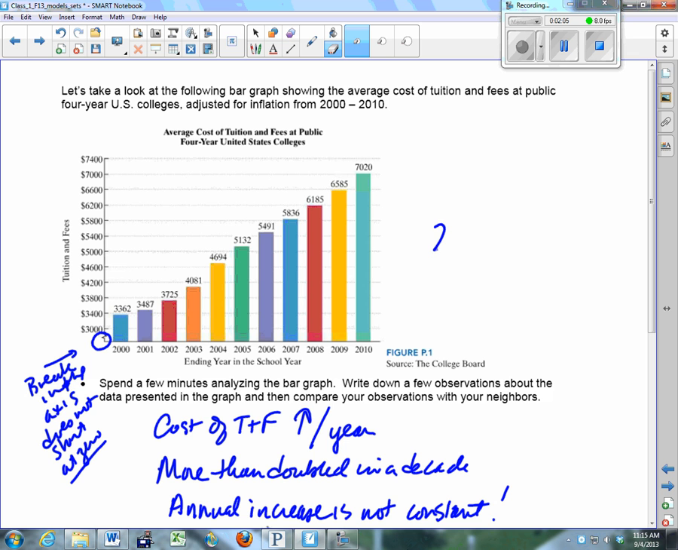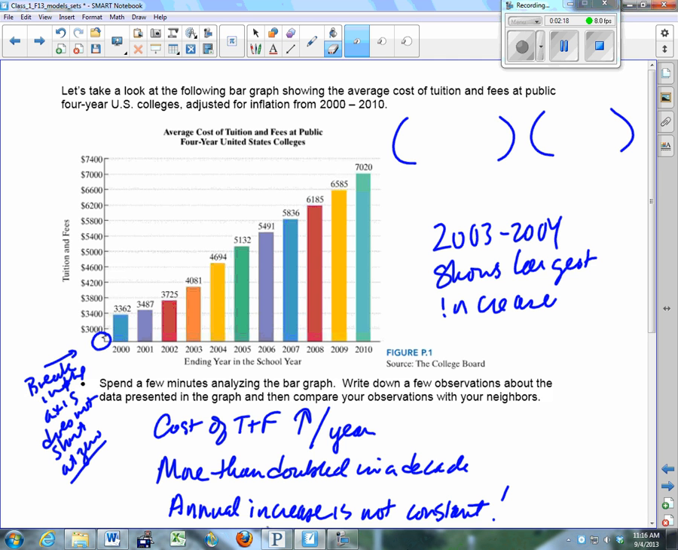Absolutely, right. So 2003 to 2004 shows the largest increase so far, right? Now, what if I created some ordered pairs here? And I said, okay, 2000 is my independent variable, and I put a little dot right in the middle of each of these bars. So it was $3,362 in 2000. And then in 2001, it was 3,487.